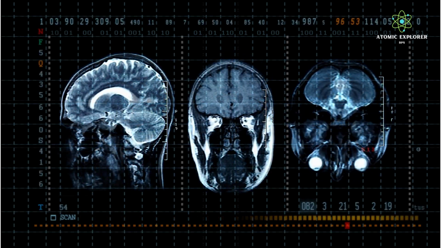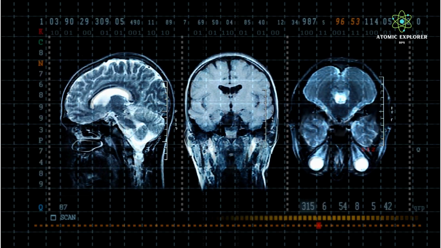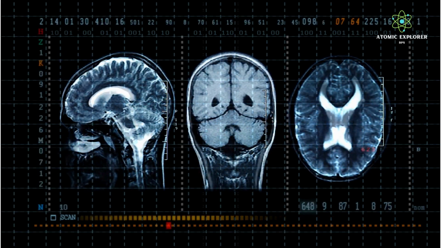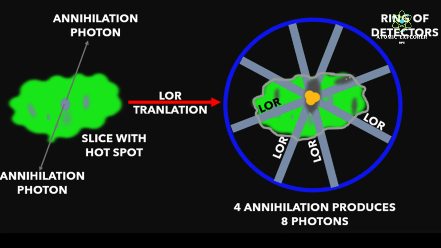Now let us explore how PET scans work using this illustration. On the left side, we see a tissue slice with a hot spot where fluorine-18 accumulates. When fluorine-18 decays, it emits a positron, which quickly meets an electron, and this annihilation produces two gamma photons moving in opposite directions.